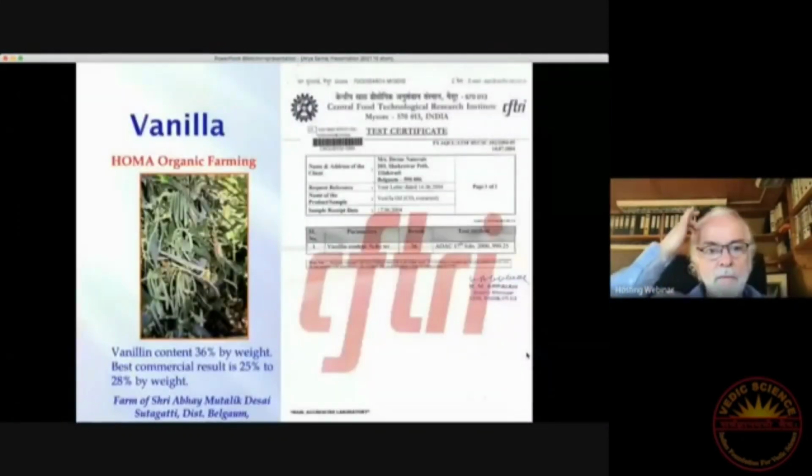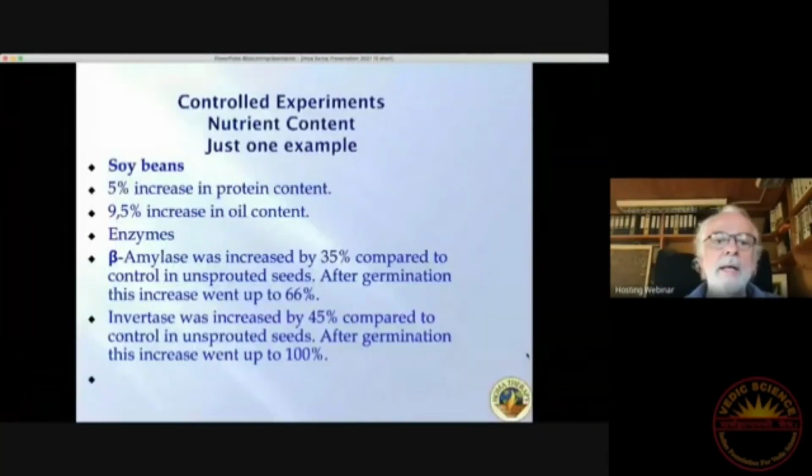One result was vanilla. It was grown, and the vanillin content was 36% by weight. The lab which controlled that thought they had made a mistake, because they never had measured such a high content. So they did the test a second time, but it was the same result. So that shows this oil content and nutrient content increases.